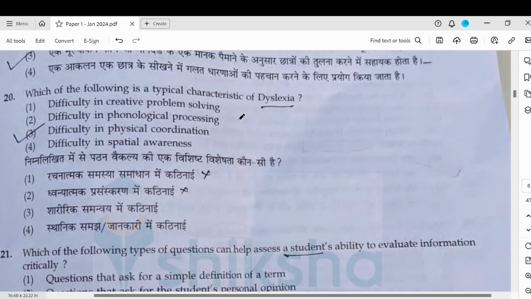Which of the following is typical of dyslexia? This time they have put it as phonological processing. Dyslexia, we keep calling it inability to read, but basically what it means is if you see the word cat, you don't know that this is to be pronounced as k or s, and this comes as at. So that phonological processing does not happen. That is why the child cannot read. It is not a creative problem solving difficulty or a physical coordination or a spatial awareness problem. So maybe even by elimination, you could have come to this.